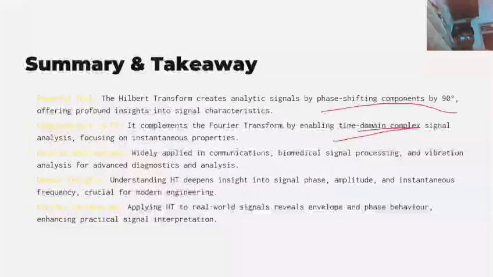Deeper insights: understanding the Hilbert transform deepens insight into signal phase. The signal phase changes by 90 degrees, and amplitude, frequency, and instantaneous frequency are crucial for modulation engineering. Further, applying the Hilbert transform to real-world signals reveals and enhances phase behavior in practical signals. The main process of the Hilbert transform is to change the signal phase by 90 degrees to get the analytic signal, and we also use the Hilbert transform for modulation of the signal.